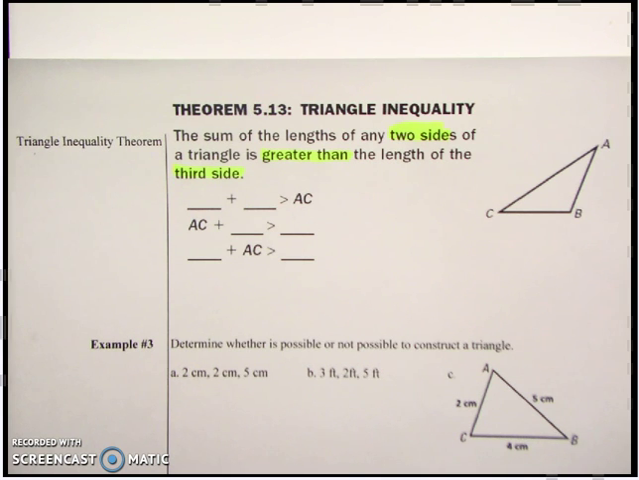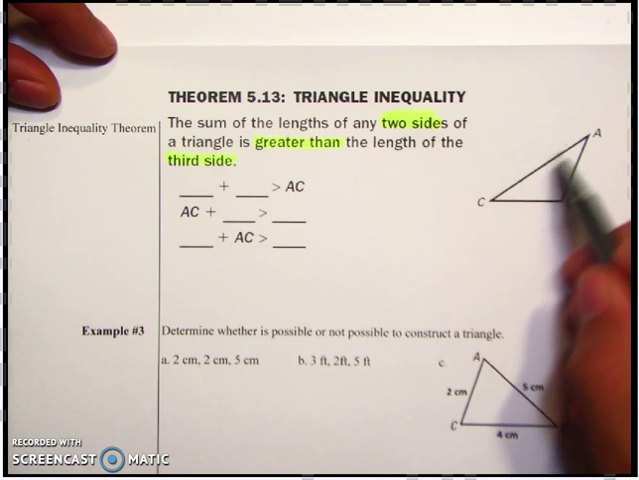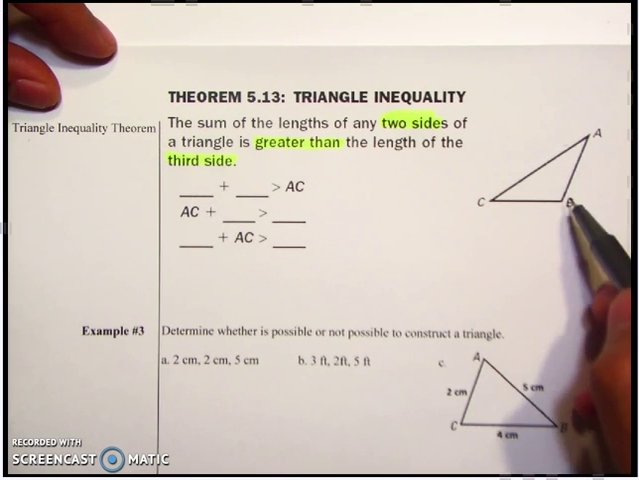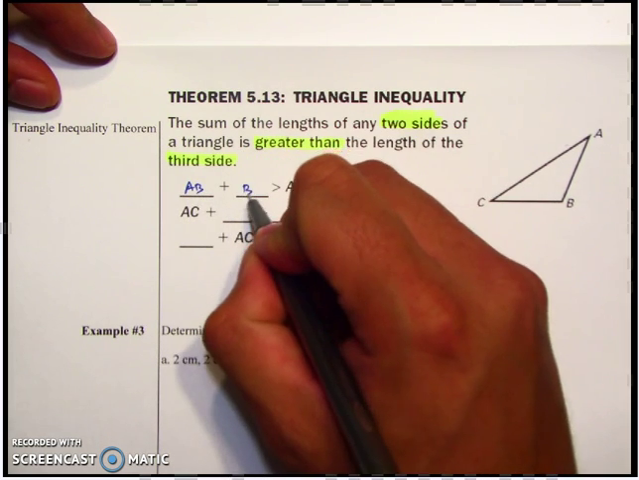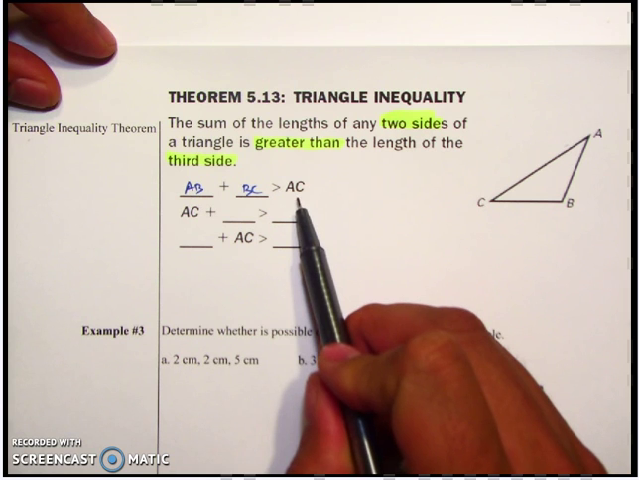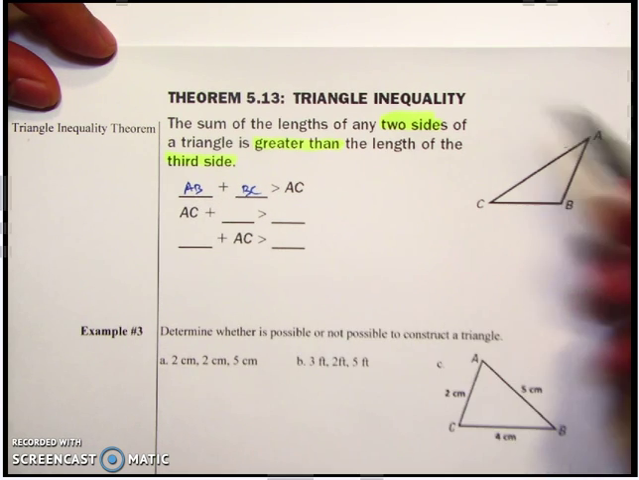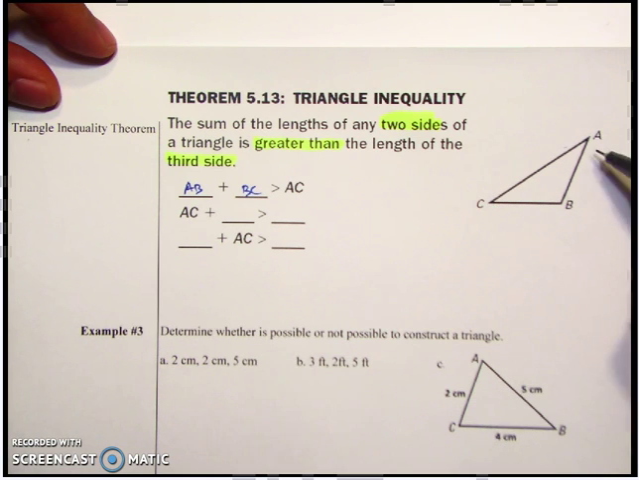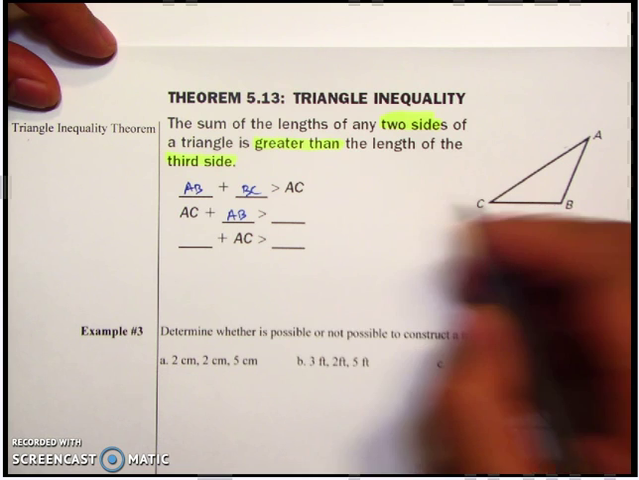So, let's just go through this and I'll explain another way. But basically you have AC right here. That means AB plus BC has to be bigger than your third side. So you have these two sides have to be bigger than the third side. So let's say you have AC plus another one, AB, has to be bigger than BC.